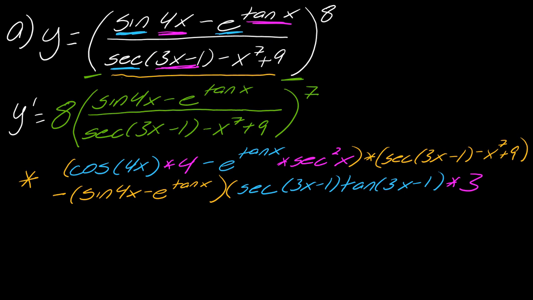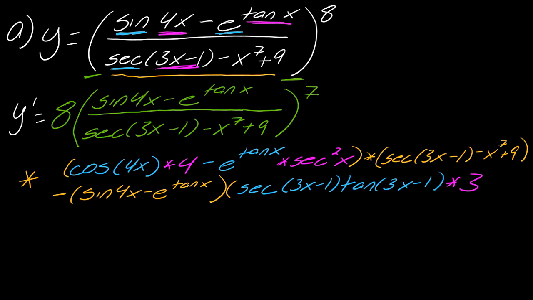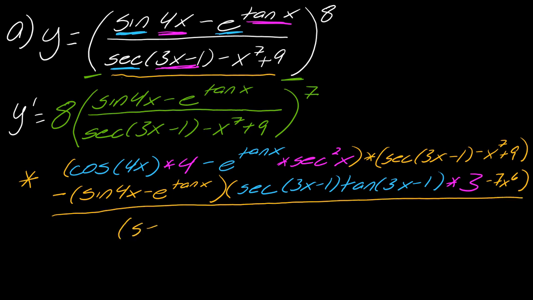So then the derivative of x to the 7th is going to be minus 7x to the 6th. And the 9 drops out. So there's all the pieces of that derivative, right? And then all of that is divided by the denominator squared. So definitely a nasty derivative, right?